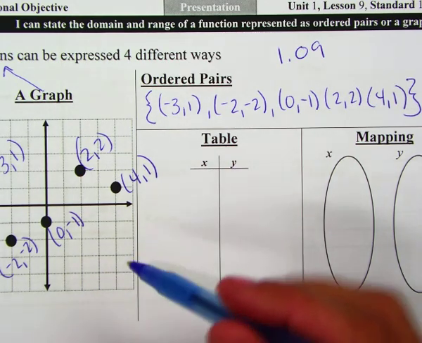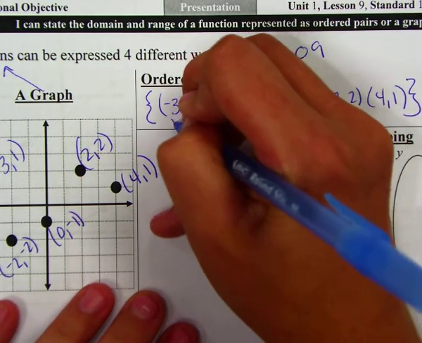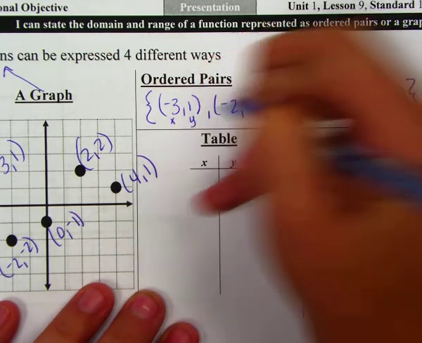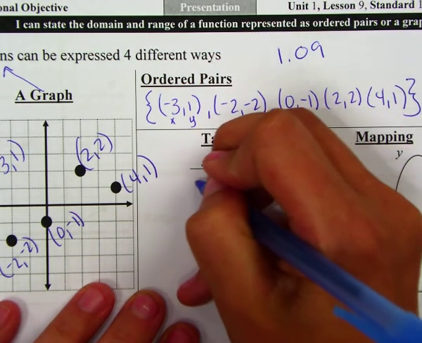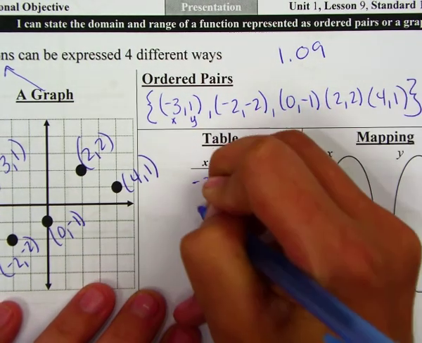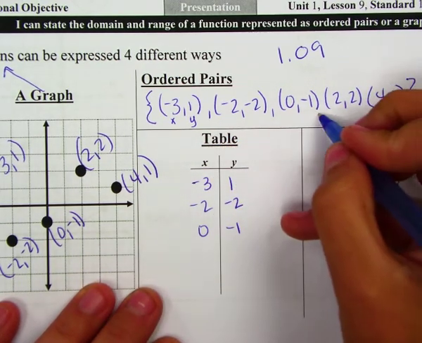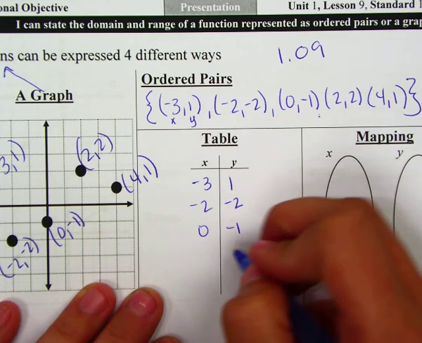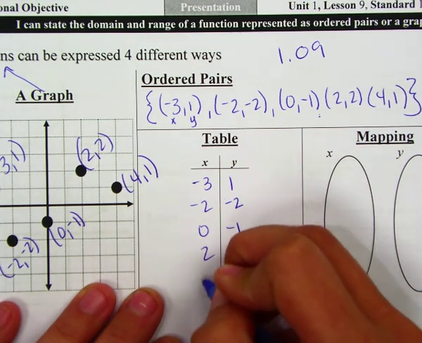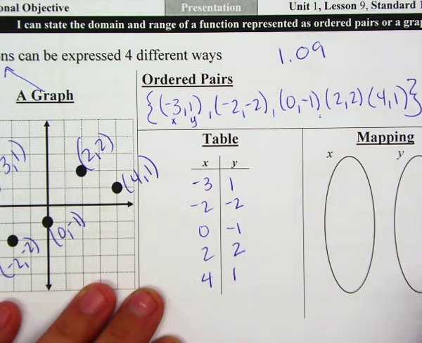If I were to write this as a table, I'd merely just make the negative 3 in the x column and the 1 in the y column. Negative 3, 1. Negative 2, negative 2. 0, negative 1. Again, I'm just listing these here. 2, 2, and 4, 1.